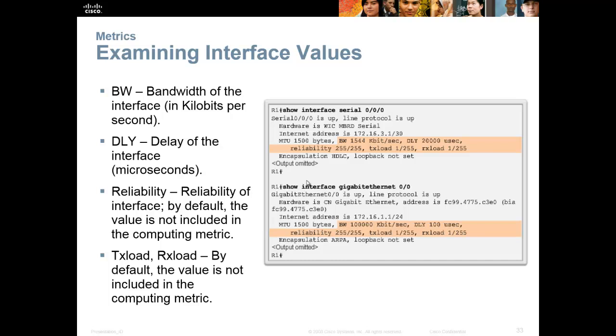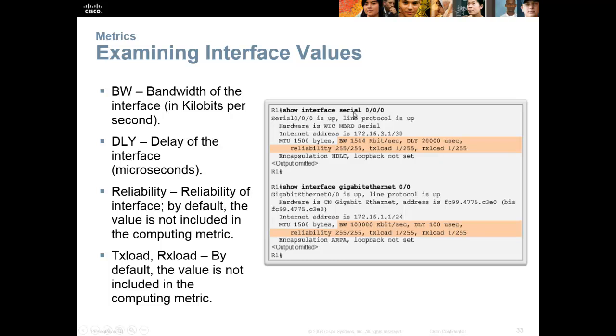Alright, so again, bandwidth is the speed of the interface in kilobits per second. The delay of the interface is in microseconds. Some interfaces are faster than others. Reliability is the reliability of the interface: how often is that interface coming up and going down? And then the transmit load and the receive load. By default it's not included, but how much load is on that network? As far as reliability goes, the higher the number the better. 255 out of 255 is an awesome reliability. For load, you want smaller numbers. So a load of 1 out of 255 is very little load, almost no load at all. That's what you'd want to see.